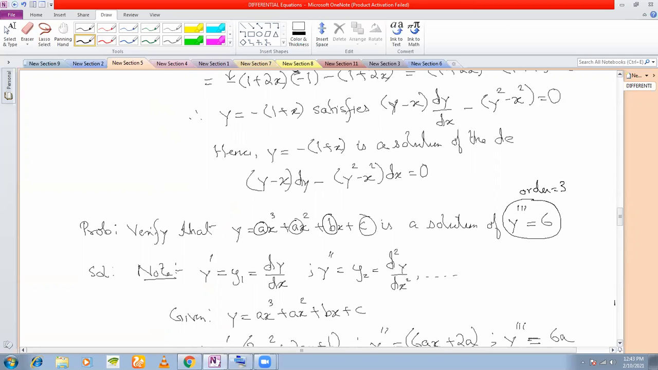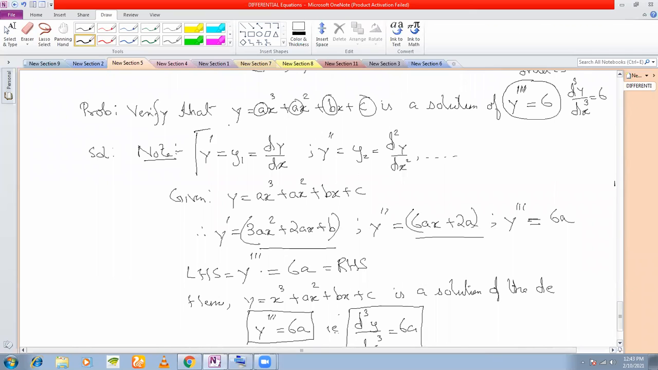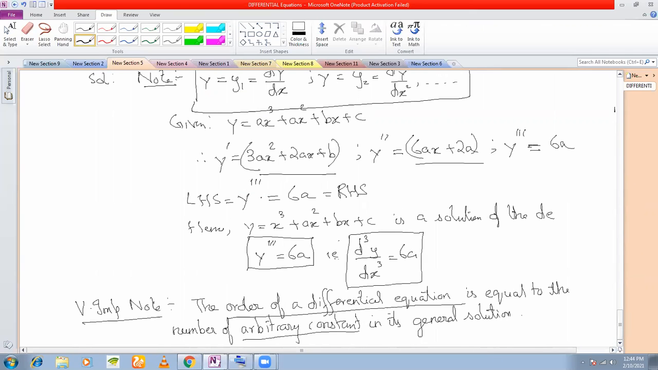Sir, how is the order 3? Y triple dash is equal to 6. Y triple dash means d3y/dx3. Y double dash means d2y/dx2. Y dash means dy/dx. I have shown you this here.